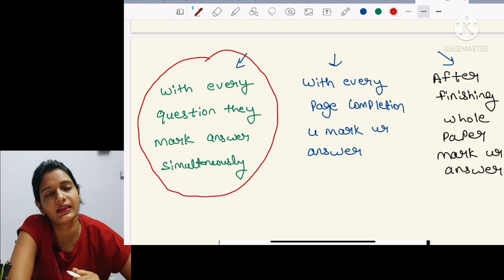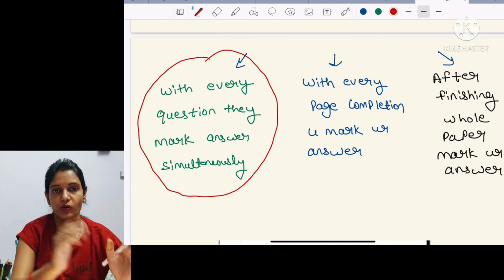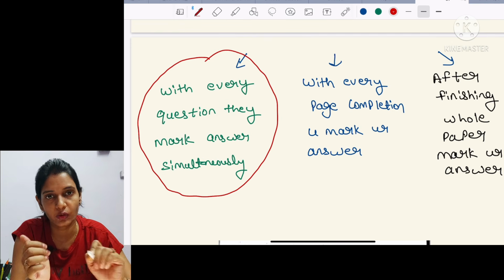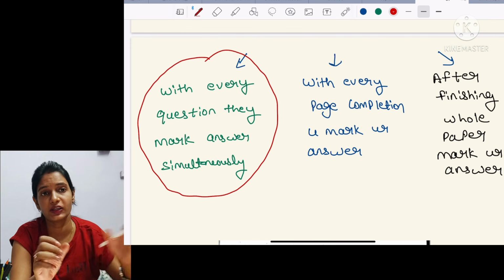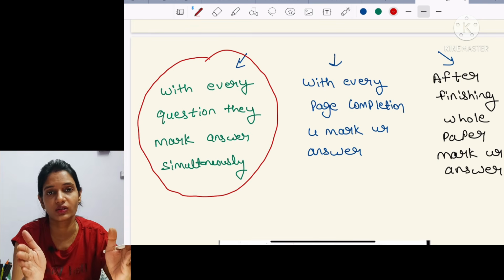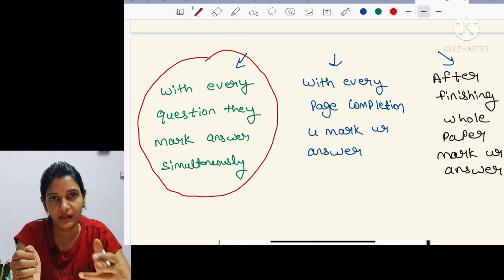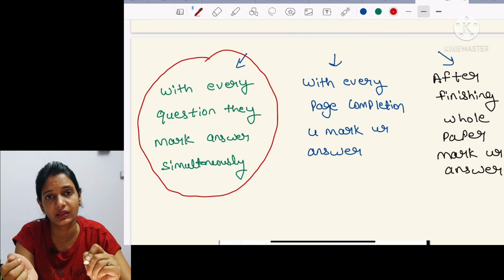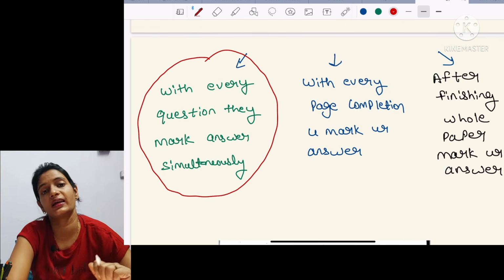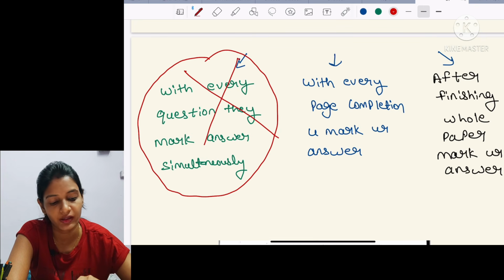But what happens is that when you try to mark simultaneously, it is going to consume a lot of time. First you have the paper in front of you. You read the question and think of the answer. Then you go to the OMR sheet and search for 1C, then C. Then again you bring your mind back to the question paper, read the next questions, then bring the OMR sheet and mark. It is going to consume your extra time, and this strategy should not be followed by you.